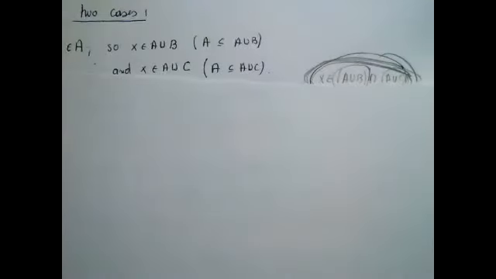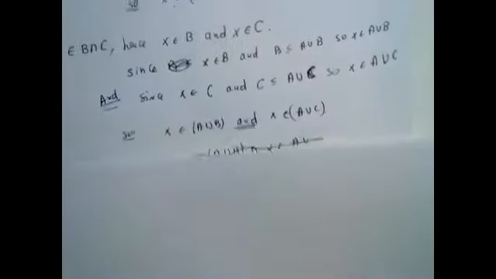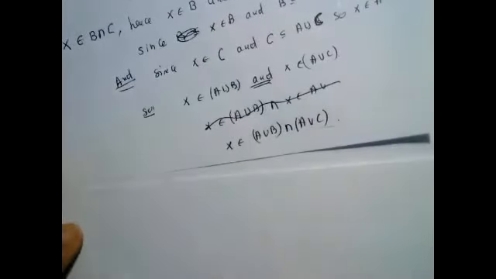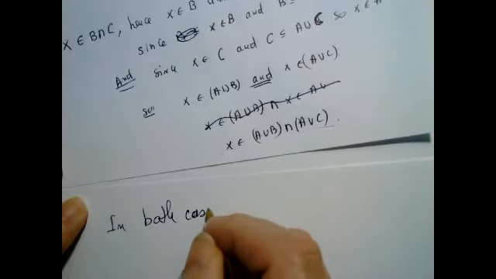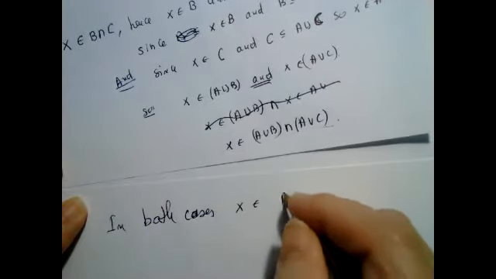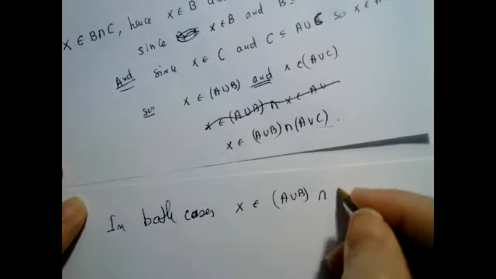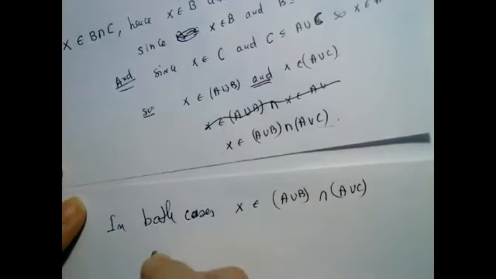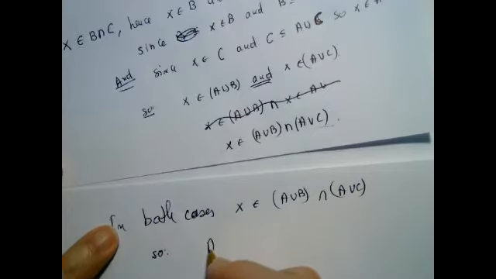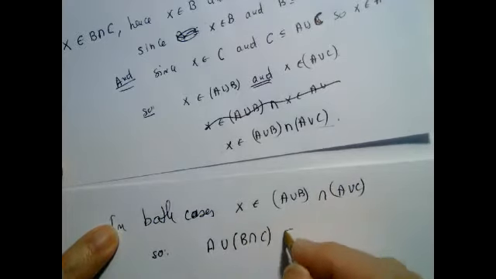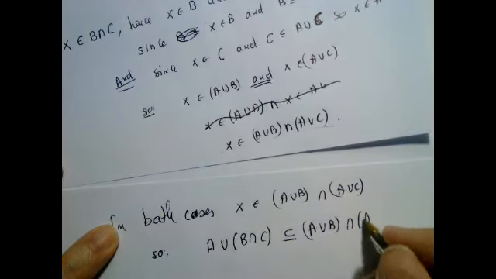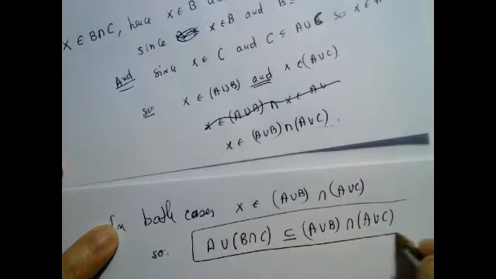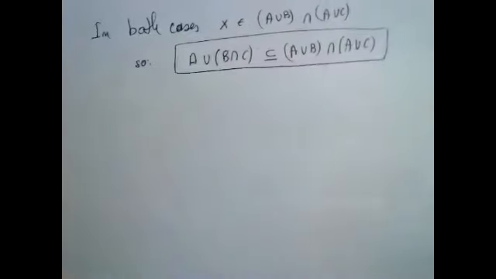So in both cases, X is in A union B, intersect A union C. So I have my first inclusion: A union B intersect C is a subset of A union B intersect A union C. That's the first inclusion.